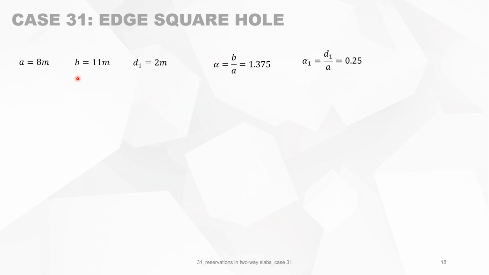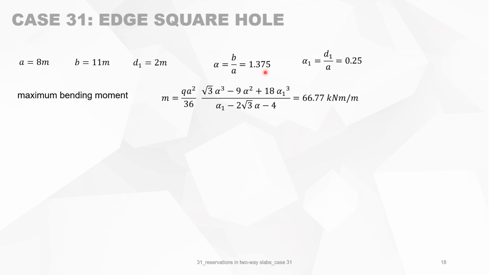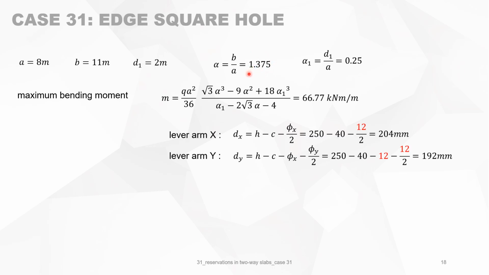The different variables A, B, and D come from the input of the example. Alpha, B over A, is then 1.375, and alpha 1, D1 over alpha, is 0.25. The square root of 3 is 1.7, so this is smaller than the square root of 3. So the maximum bending moment is then equal to this formula and gives you 66.77 kilonewton meter per meter.